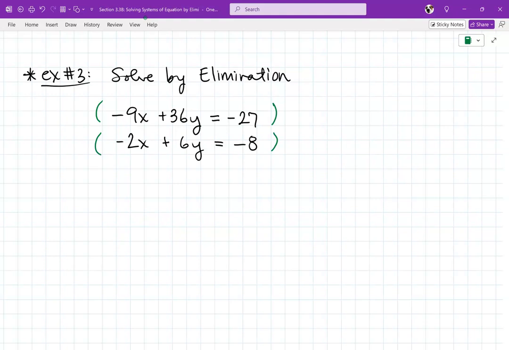Okay? And what I'm going to do is multiply the bottom equation by 9 and the top one by 2. You notice how I kind of flipped the x values, right? The top equation has a 9x, the bottom one has a 2x. So I just flipped them. I put the bottom one with the 9, the top one with the 2. Okay? Look what happens. I get negative 18x plus 72y is equal to negative 54. So I'm multiplying everything by 2. And then the bottom will be negative 18x. So notice how the x is now matched up. I made them match up.